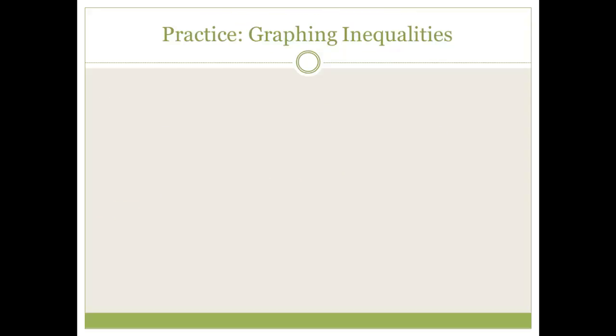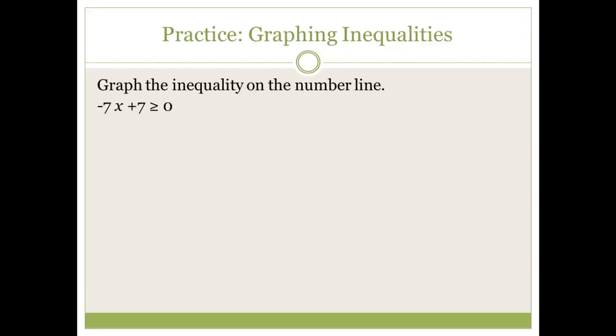In this next slide, we are going to combine everything that we have learned thus far. We are going to first solve an inequality for a variable and then graph the solution on a number line. We need to isolate the variable. The first step is to subtract 7 from both sides. The 7 cancels out, and we are left with negative 7x is greater than or equal to negative 7.